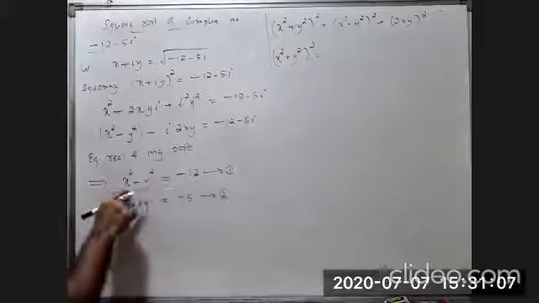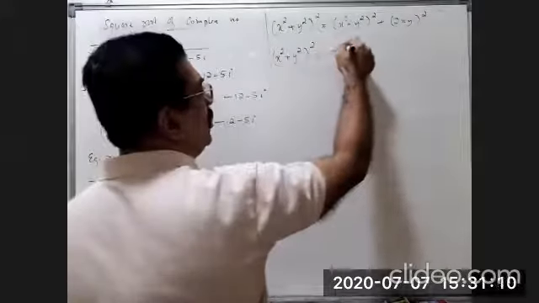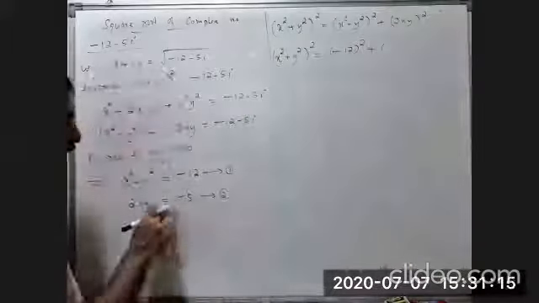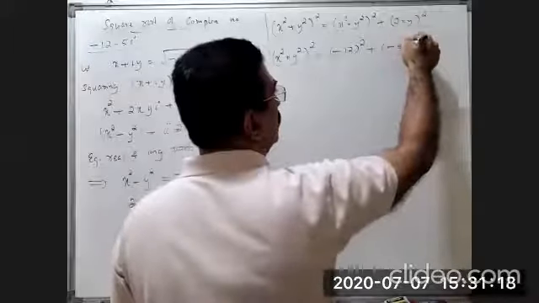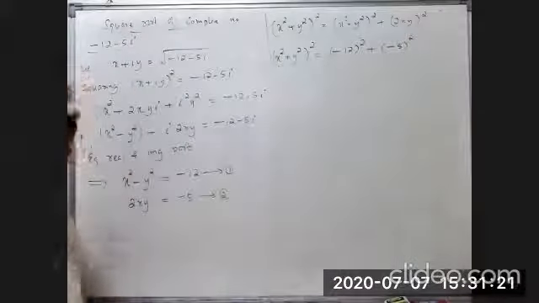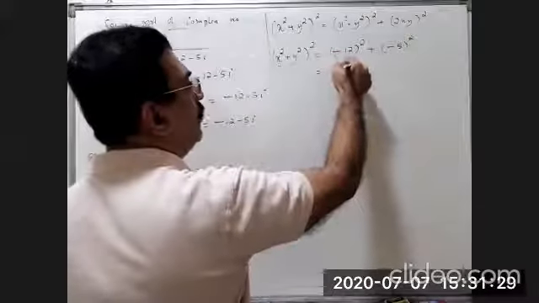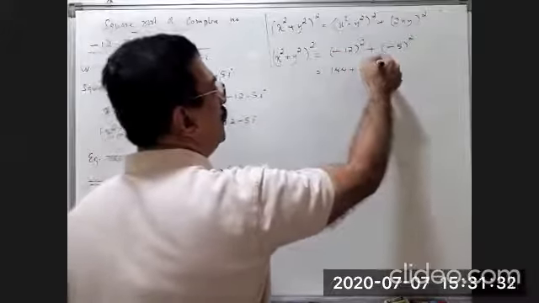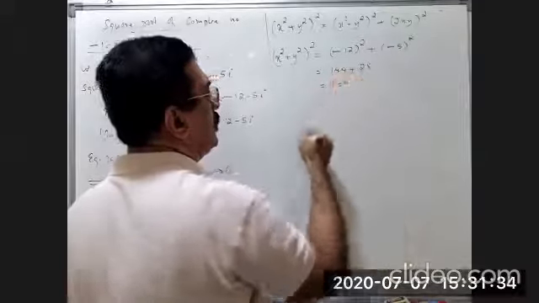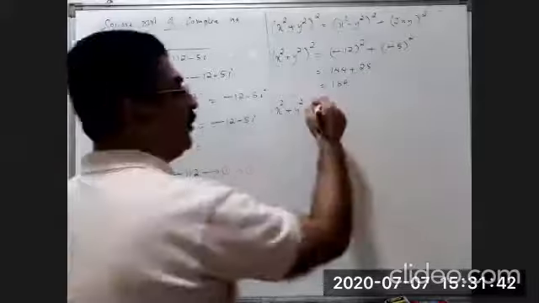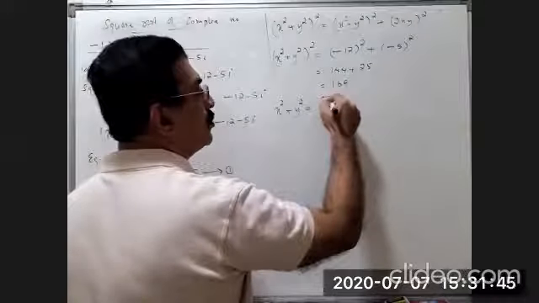x square minus y square, we know the value. It is minus 12. So it is minus 12 the whole square plus 2xy, 2xy is minus 5, the whole square. So x square plus y square the whole square is 144 plus 25, that is 169. Then x square plus y square is root of 169.